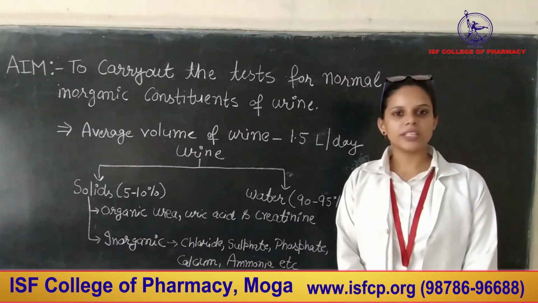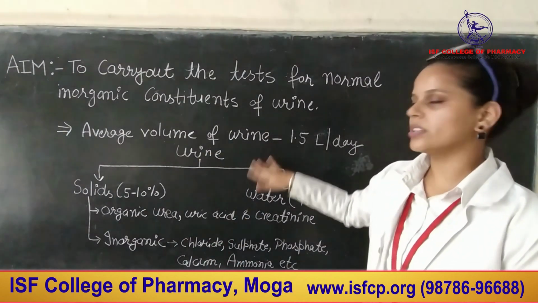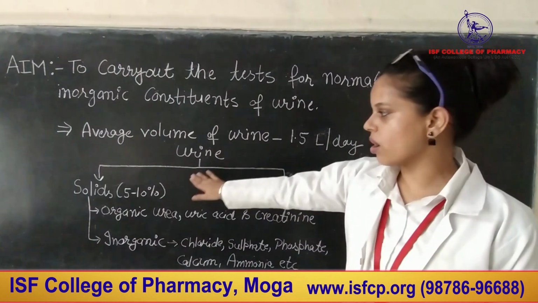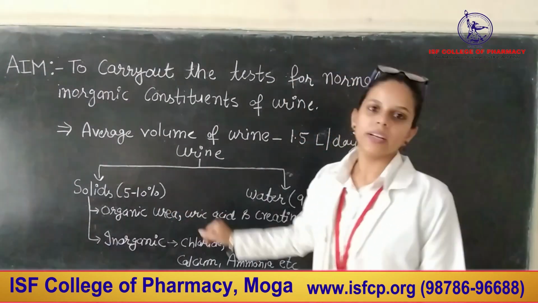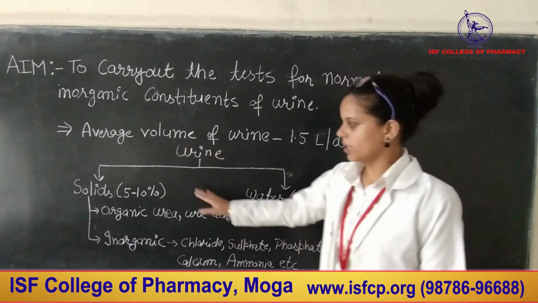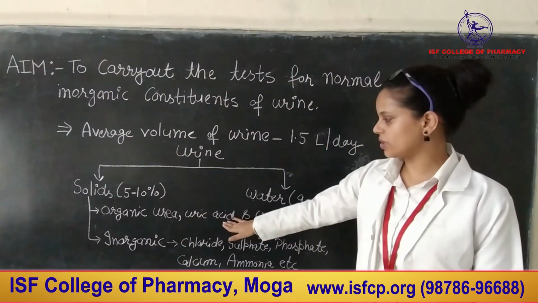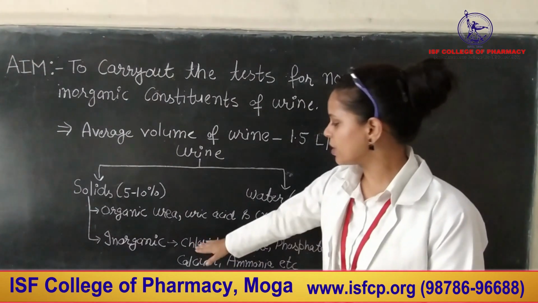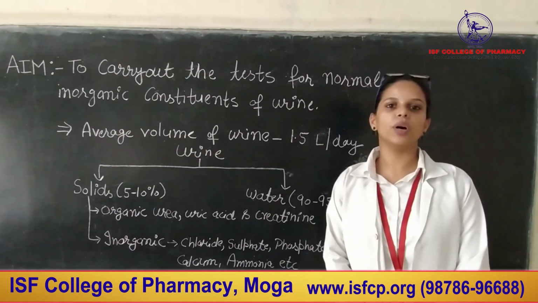As we know, urine is the chief excretory fluid from our body, and the average volume of urine is 1.5 liters per day. Urine is composed of two proportions. The first is solids, at 5 to 10%, and the second is water, at 90 to 95%. The solids contain two types of constituents. The first is organic constituents, which include urea, uric acid and creatinine, whereas inorganic constituents include chlorides, sulfates, phosphate, calcium, ammonia, etc.